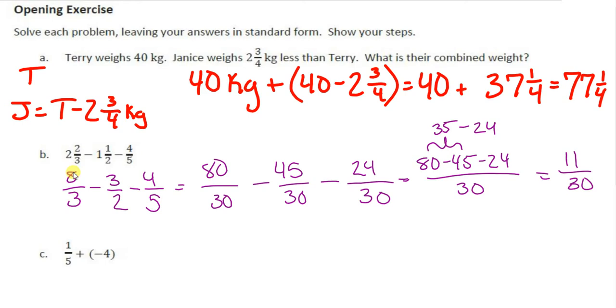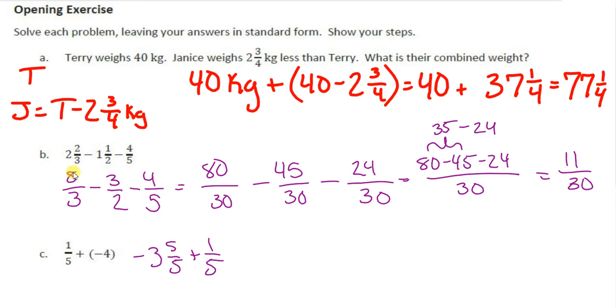Part C, 1/5 plus a negative 4. Now, I've got a fraction with a whole number. Cannot work with an integer that way. I have to change that integer to a mixed number. So I need to borrow a whole from this, and I'm going to rewrite it real quick. This is going to be a negative 3, and since I'm working with a fraction of 1/5, it's going to be a negative 3 and 5/5 plus 1/5. Okay? So right now you have 5 fifths.